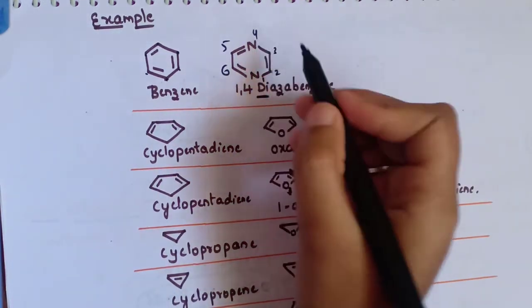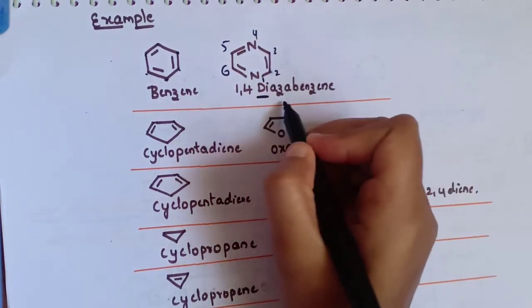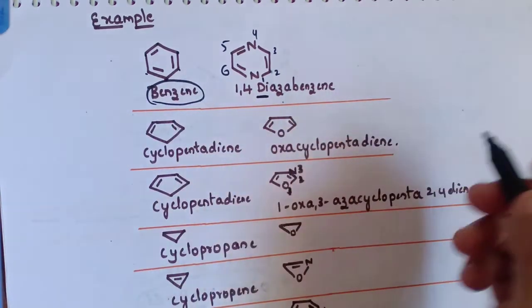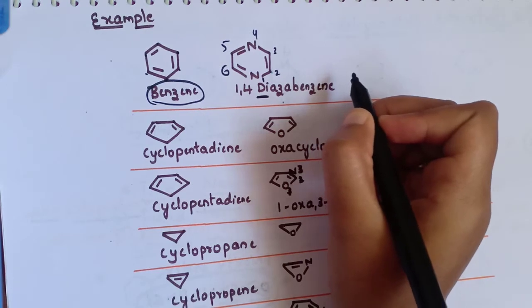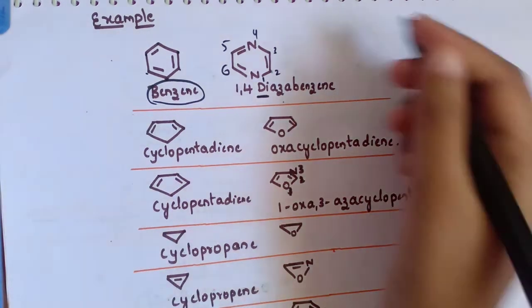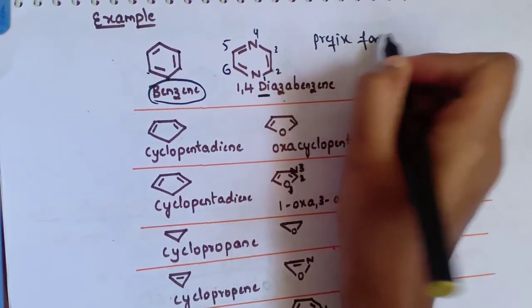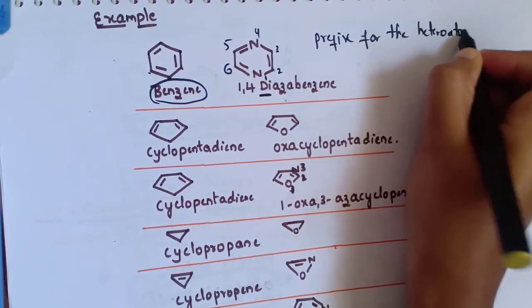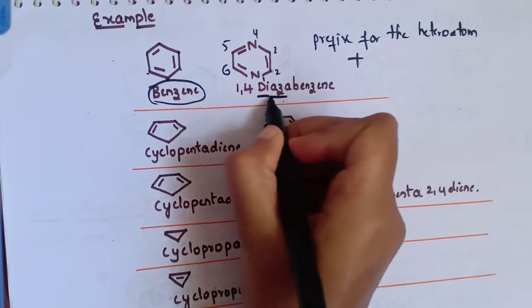Two nitrogens are present, so diaza means two nitrogens are present. So diazacarbocycle is benzene. First, according to this nomenclature, the prefixes for the heteroatom. Next, here the prefix for the heteroatom is aza.